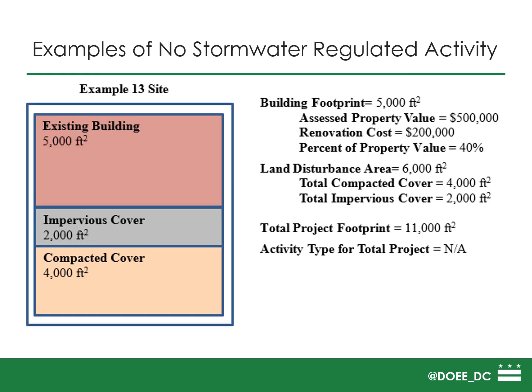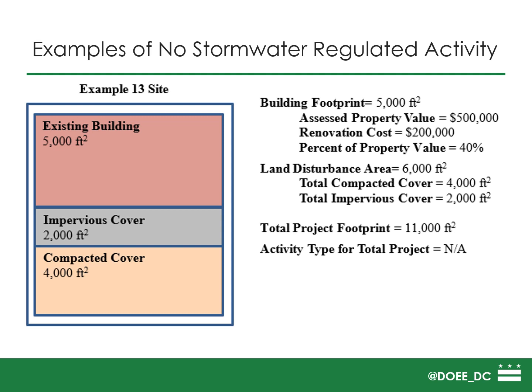Here's an example that we don't see all that often, but it has happened. This is a site that has an existing building of 5,000 square foot footprint and an associated impervious cover of 2,000 square feet and 4,000 square feet of compacted cover. So we can look at the disturbance here. We have a total of 6,000 square feet of disturbance, but while it meets the threshold of 5,000 square feet of disturbance, it does not meet the threshold of 2,500 square feet or more of post-project impervious cover. So the disturbed area does not constitute a major land disturbing activity.